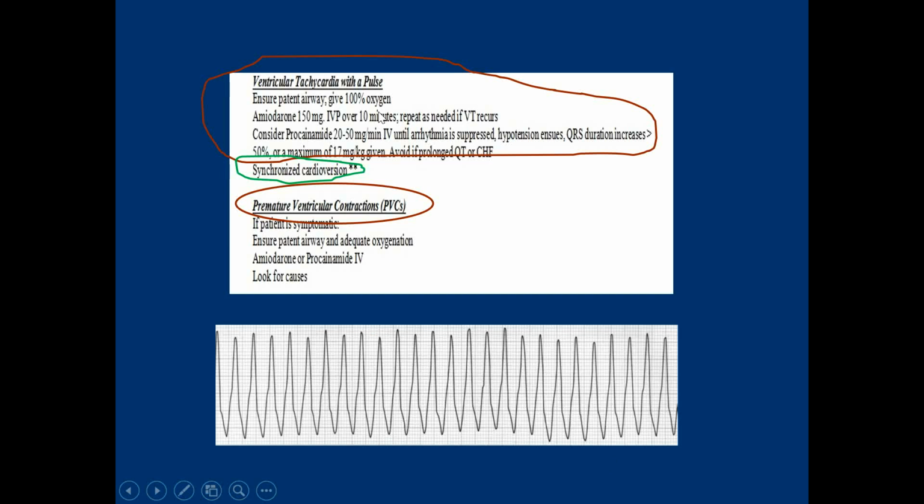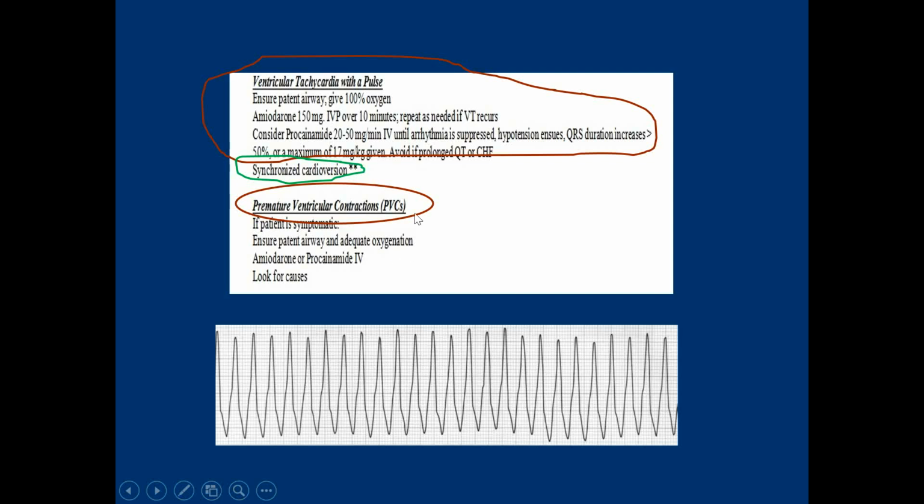Well, ventricular tachycardia is sneaky because it too has three personalities. V-tach can be with a pulse. If it has a pulse, then you're going to give amiodarone. If it is unstable to where there is a pulse but the patient is unstable, then you would synchronize cardiovert.